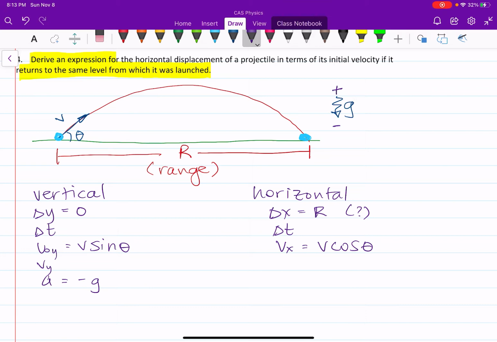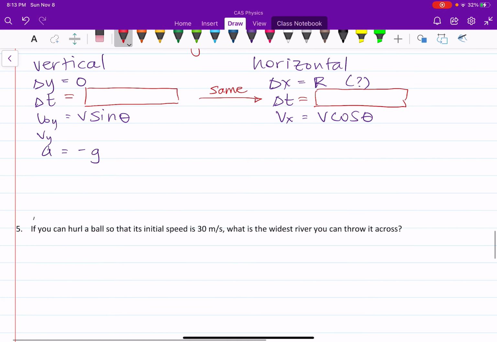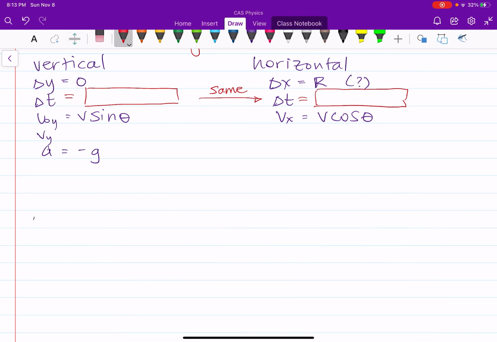So we're going to do the same thing that we did in the last 3 questions. We're going to solve for time, and then we're going to plug that time in over here, right? It's the same number, and then solve for r, derive an expression for r. But in this case, we don't have numbers. We just have all these variables. All right, so let's get started.